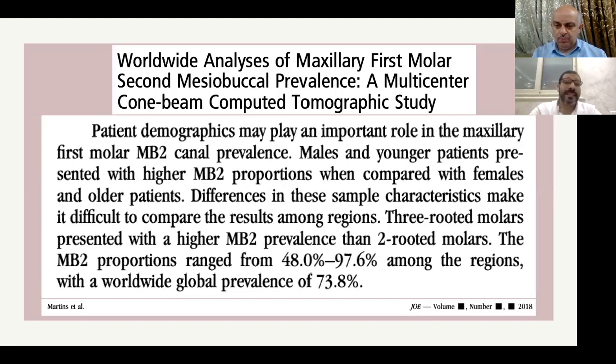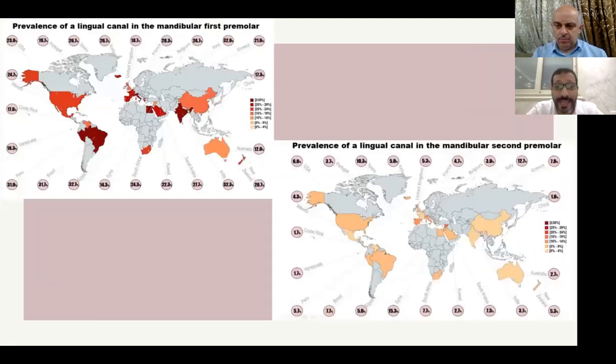The second example is the second lingual canal in mandibular first premolars and mandibular second premolars. I also had the honor to share with the same team, and we published it in the Journal of Endodontics with Dr. George Martin. We found there is also a great variation in the prevalence of the lingual canal in the mandibular first premolar and mandibular second premolar. And these variations reflect that we have to search for extra canals.